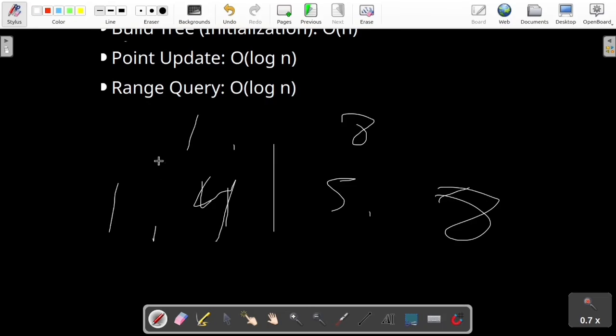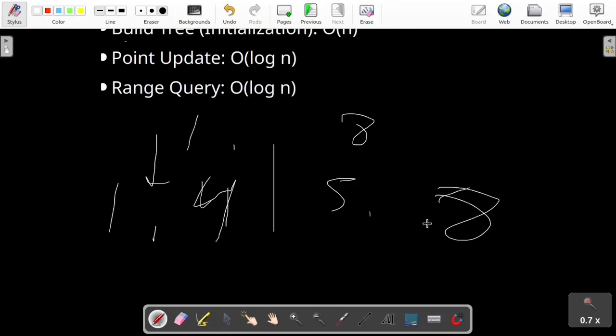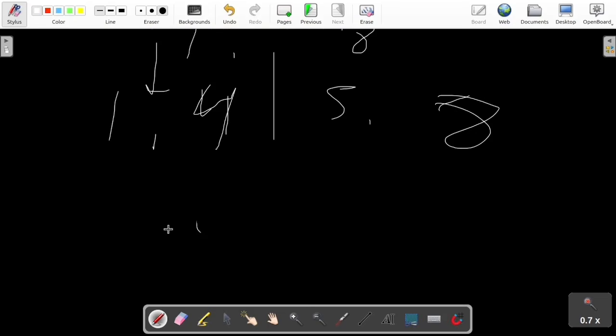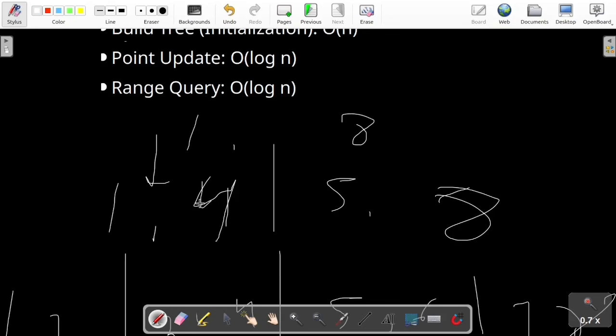What I told earlier, for one range, it is log n. But here we are dealing with a lot of ranges, pretty much all ranges at a time. 1 comma 4, you will divide it from the middle: 1 comma 2, 3 comma 4, 5 comma 6, 7 comma 8. For one range I told log of n. Some of you will ask, what about the other ranges?